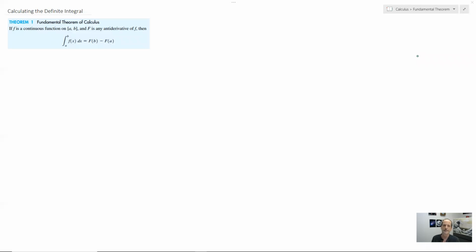And let's get started. So the fundamental theorem of calculus sounds big. So let's look at the theorem first and then break it down a little bit, and then we'll put it to use.